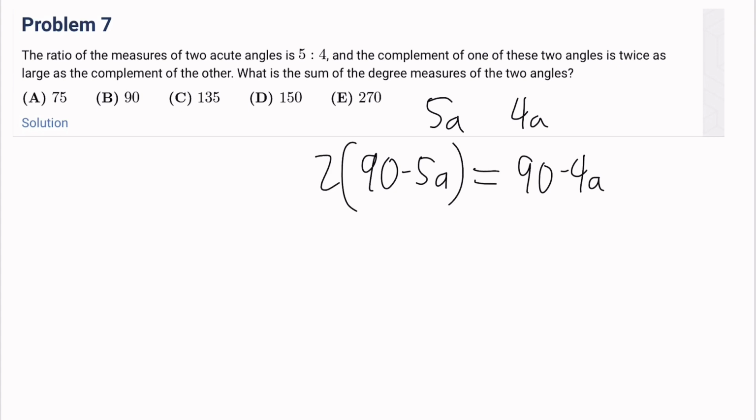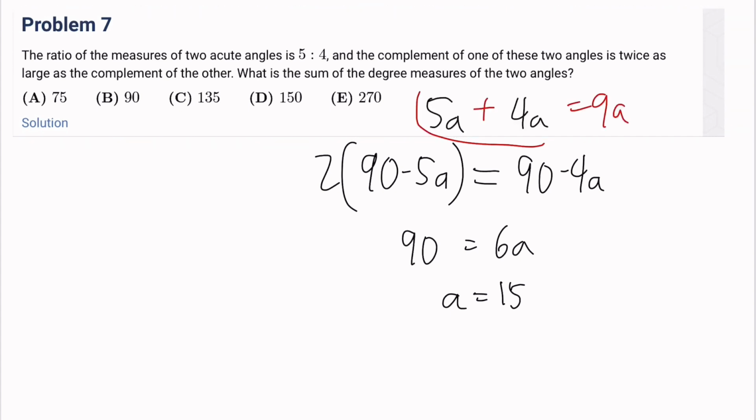So if 90 were to go over there, then that means 90 equals 10a minus 4a, and that is 6a, right? 90 equals 6a, and so let's divide by 6 on both sides. a equals 15, right? What is the sum of the degree measures? And so we need to do 5a plus 4a. This equals 9a, right? And so 9a equals 9 times 15, which equals 135. So the answer is 135.